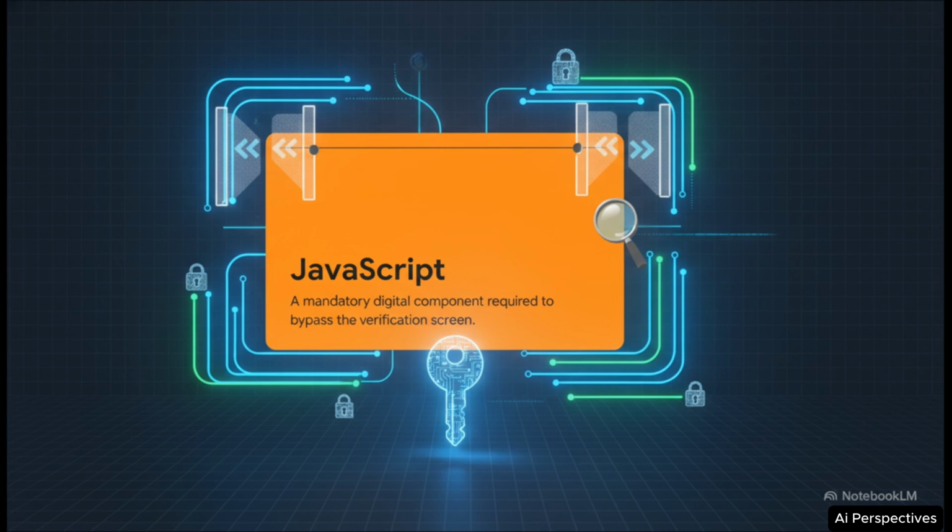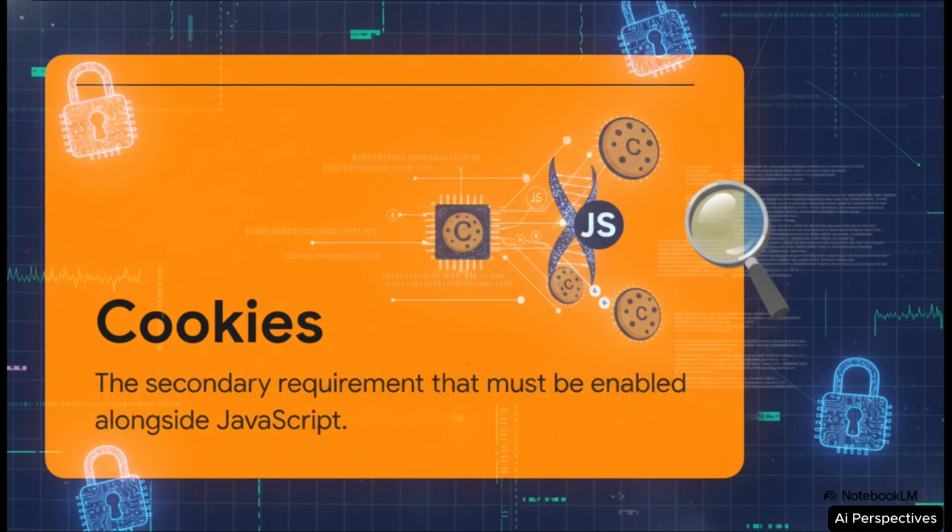It's positioned right here as a mandatory digital component that you literally cannot do without if you want to get past that verification screen. And similarly, cookies are defined here not as some optional tracking choice or a setting you can just easily ignore, but as a paired, non-negotiable requirement for moving forward. They act as the secondary digital key that must be enabled alongside JavaScript. The text basically binds them together as a total package deal for access.